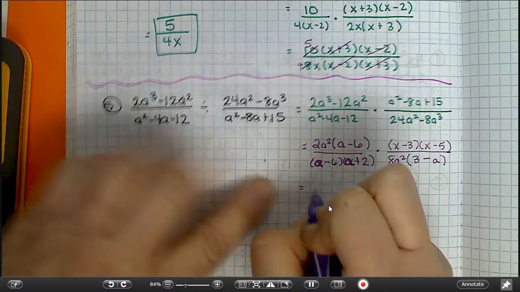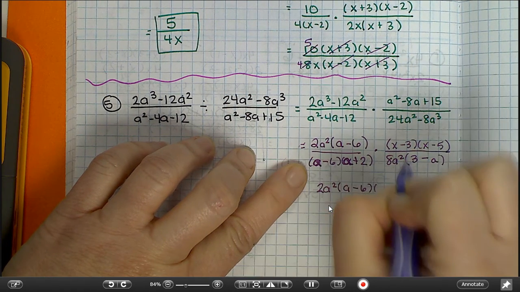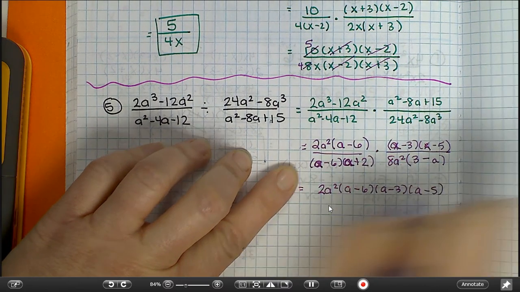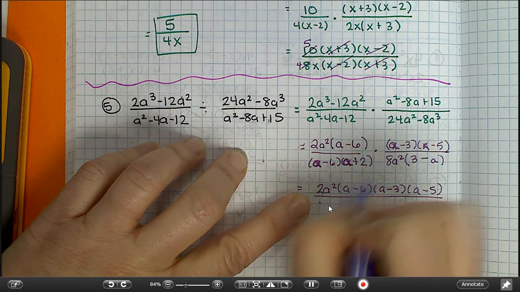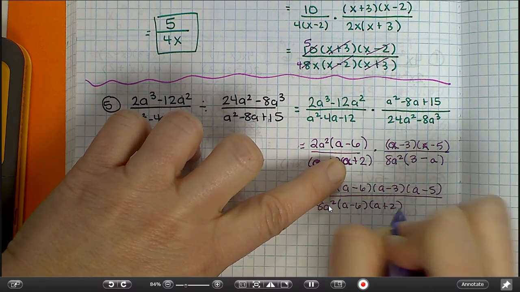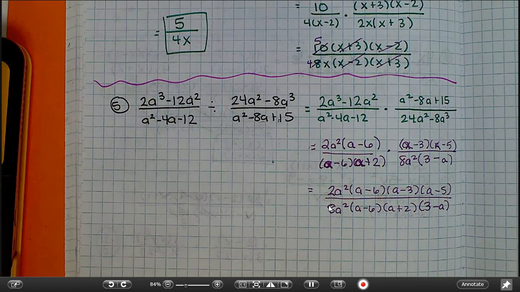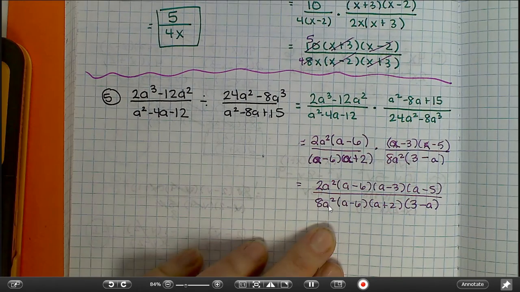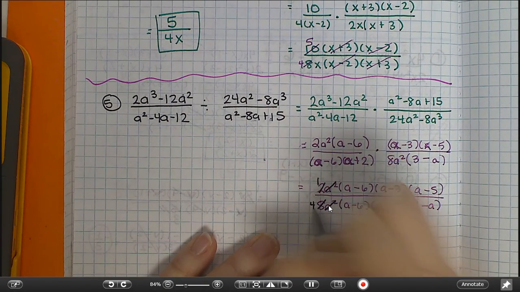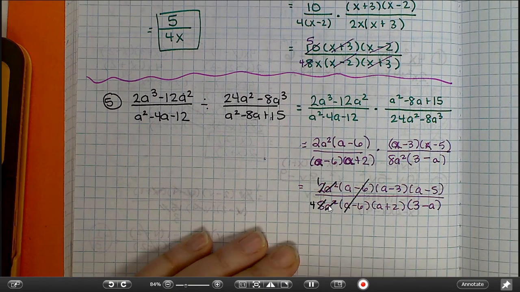Multiply. So 2a squared, a minus 6, and I think these are all supposed to be a's. A minus 3, a minus 5, all over 8a squared, a minus 6, a plus 2, 3 minus a. All right, so we're going to cross off everything that matches. So I'm going to cross off my a squareds. I'm going to simplify. So 1/4. A minus 6's go. And that's it so far.